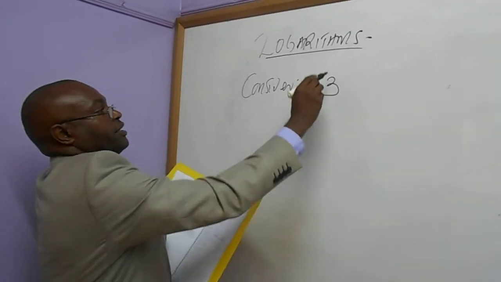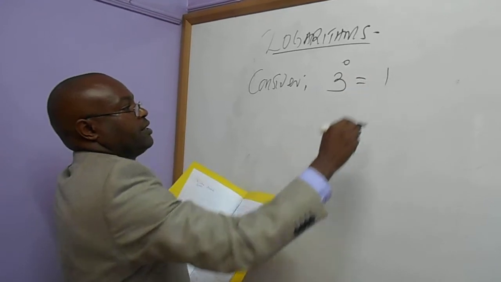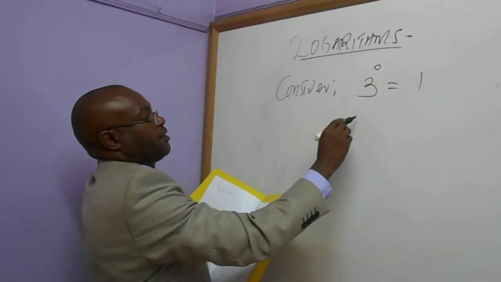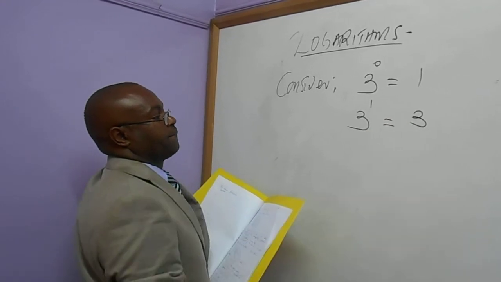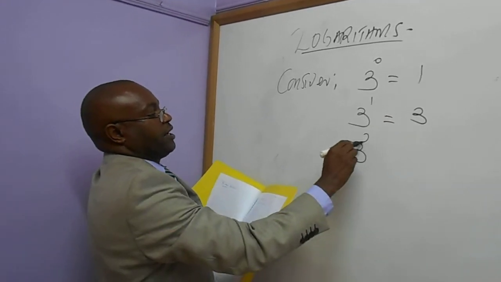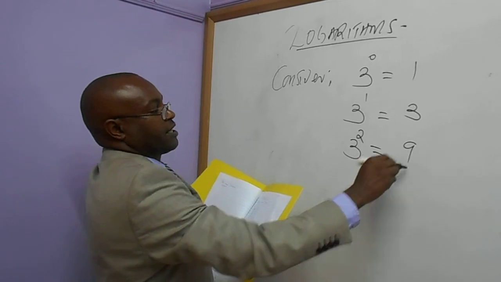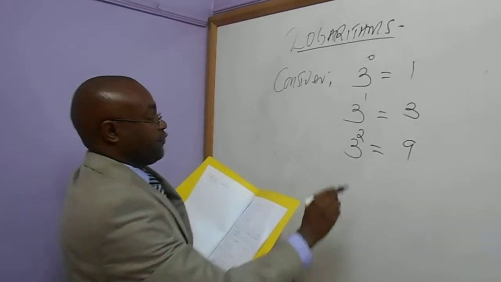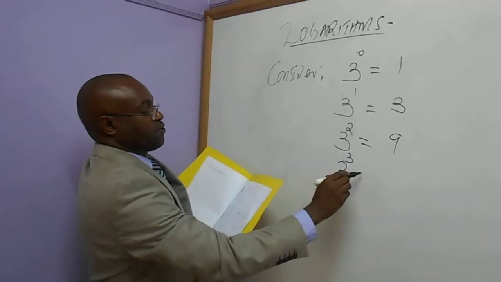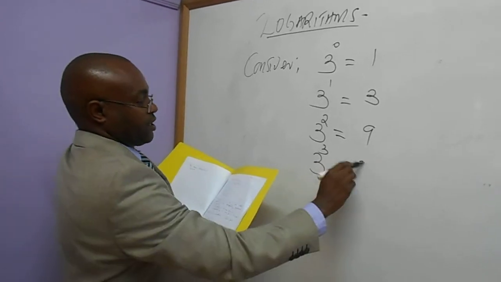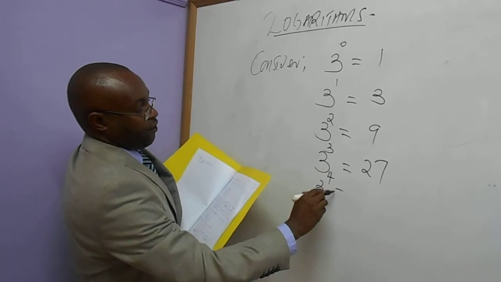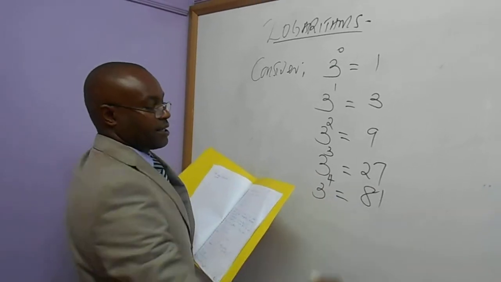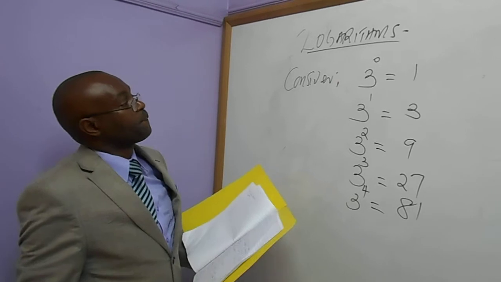A number 3 raised to 0 is 1. A number 3 raised to 1 is 3. If you take 3 and raise it to 2, then that gives us 9. If you take 3 and raise it to 3, that gives us 27. If you take 3 raised to 4, that gives us 81.